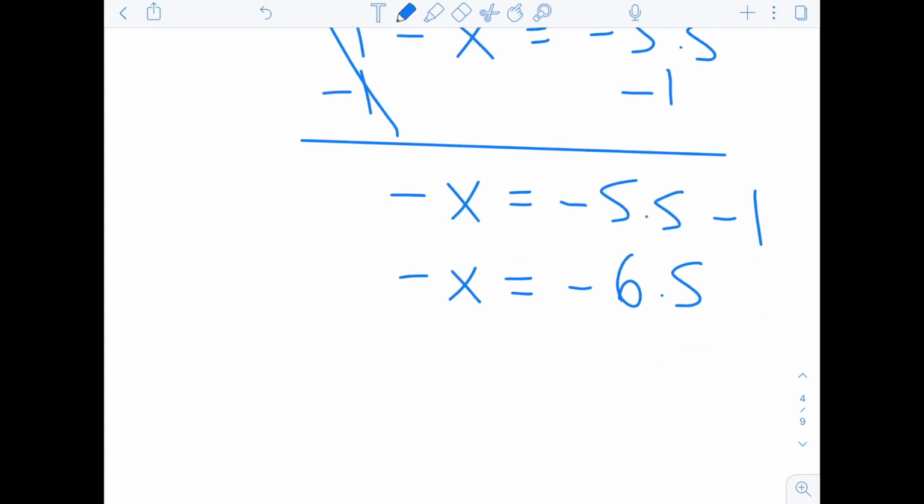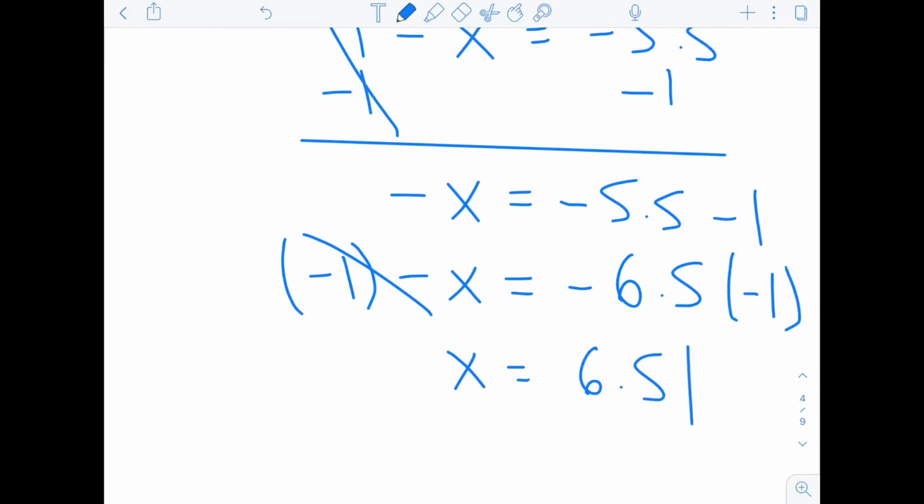So now all we have to do is get rid of the negative. To do that, we can multiply by -1, because a negative times a negative is a positive. So you're left with x equals -6.5 times -1, which is just 6.5. And remember, to check your work, all you have to do is substitute it back in.